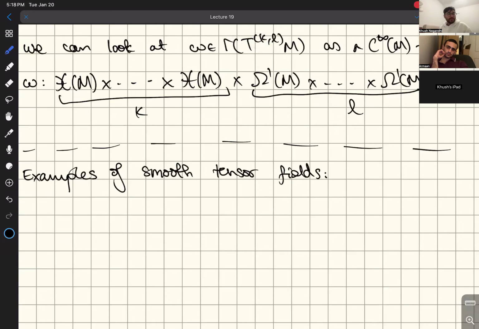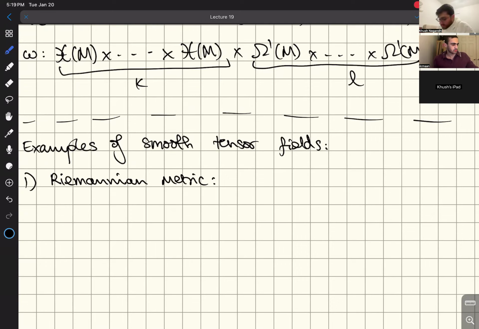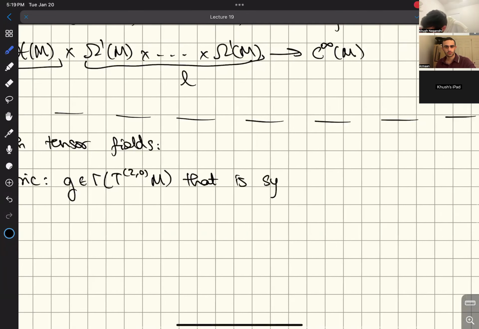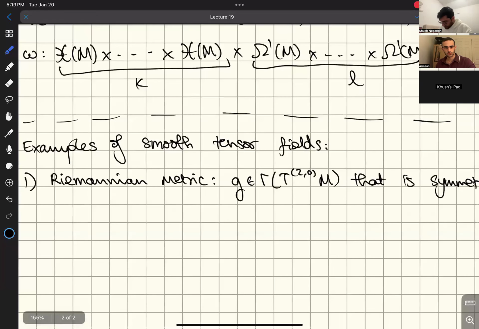Okay. So the most important one that we're going to talk about is a Riemannian metric. And what is a Riemannian metric? A Riemannian metric, so it's G, is a smooth section of this tangent bundle that is symmetric, positive definite, and non-degenerate.